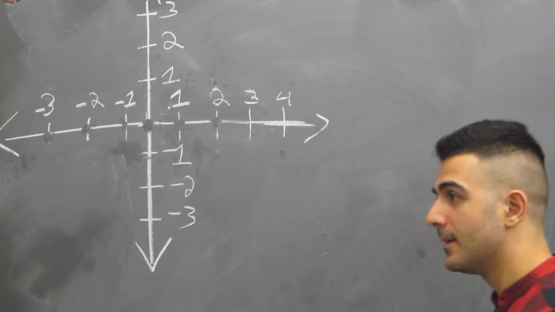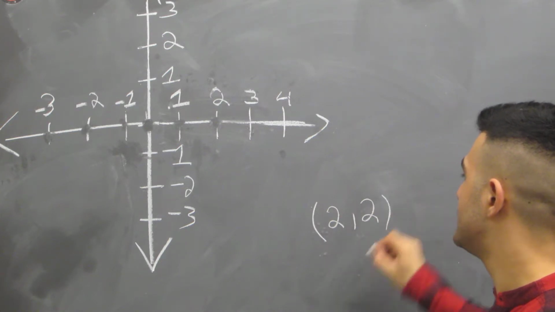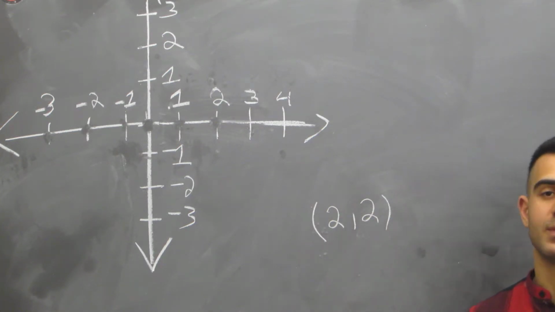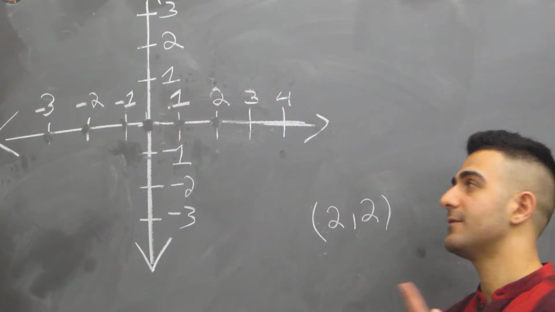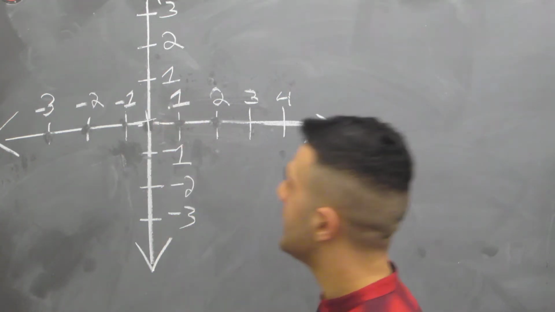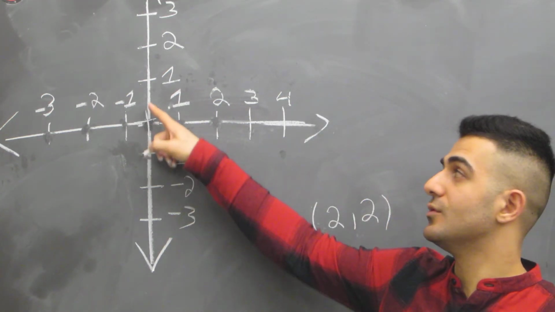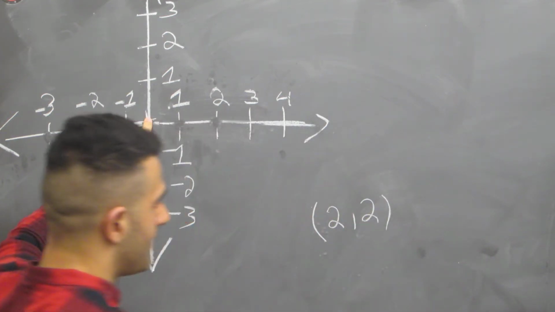Let's now say we're given the point (2, 2). How would we plot that? It's very simple. The first step is you're going to have to take your finger and put it at the origin. And if you remember, the origin is where these two axes or lines cross. Take your finger, put it there.